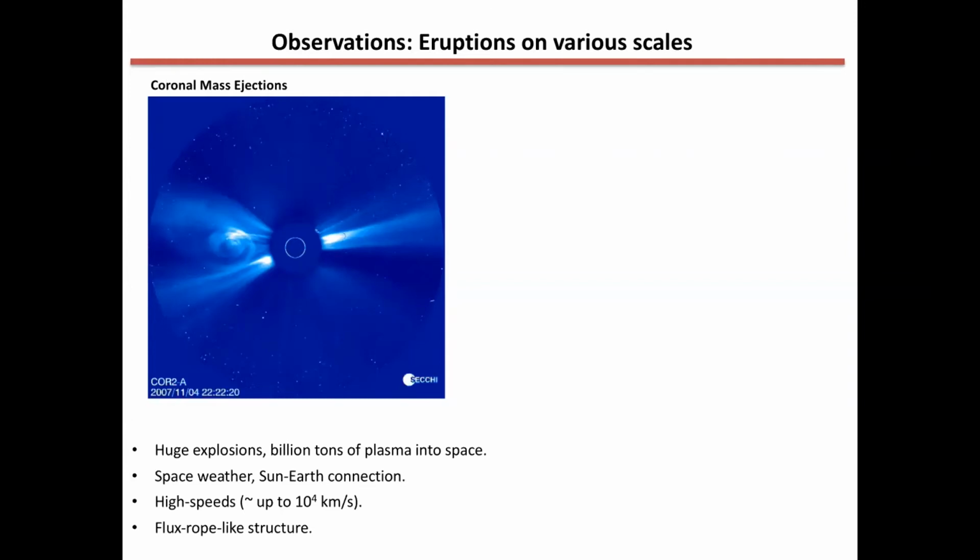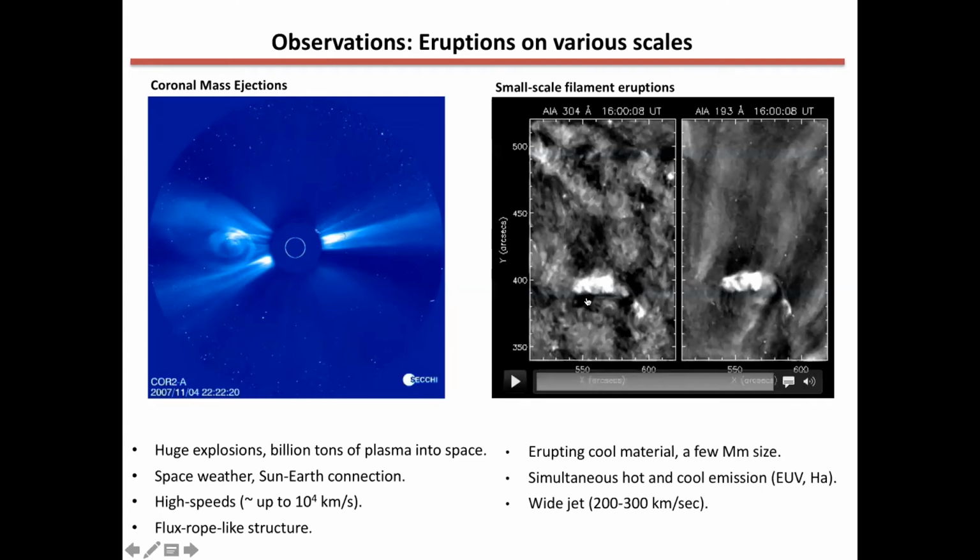Now, if we go to smaller scales, I'll play this movie now, which is observations in 304 Angstrom and 193. So what you're going to see is this black structure here is a mini filament, and this will erupt. This is cool material, and then you'll have an ejection of cool and hot material, but it's not like the coronal mass ejection. However, what you're going to see is a kind of jet-like structure, driven by eruption. So you have eruptions here, you have eruptions there, right? Here we're talking about a jet, here we're talking about a coronal mass ejection.